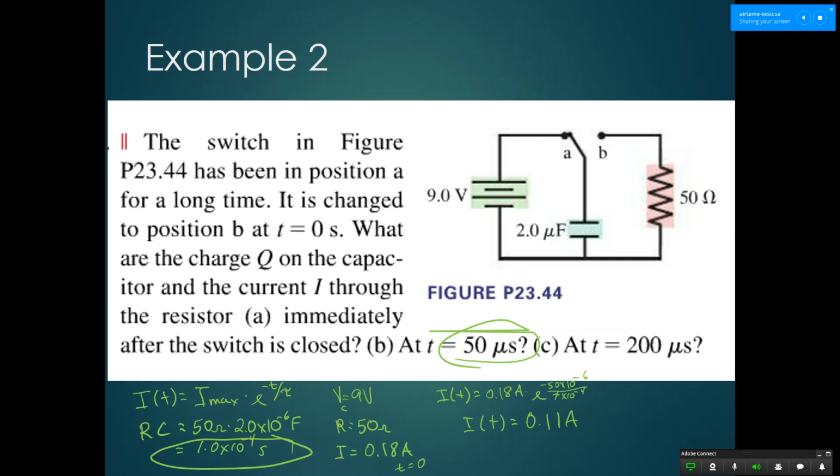I'm not going to do 200 microseconds because it's just a matter of plugging in another number. But I want to ask you guys a question about my circuit. When I charged it, was it an RC circuit? It wasn't, right? Because there is no resistance involved when my switch is at position A. But you can still calculate using RC to determine how long it takes to charge. What would be my time constant if I didn't have a resistor? Well, my resistance is 0 ohms multiplied by my capacitance, which is equal to 0 seconds.